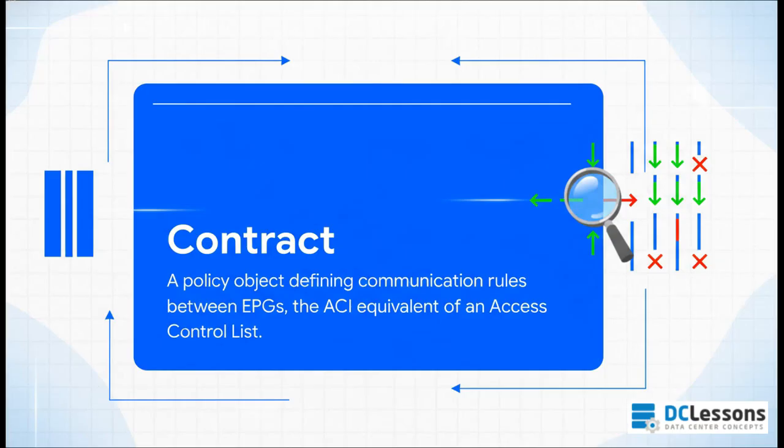So how do you open things up? Well, that's where the contract comes in. This is that explicit policy we were just talking about. The easiest way to think about it, it's basically ACI's version of an access control list, an ACL, or a simple firewall rule. It's the thing that defines the rules for who gets to talk to whom.